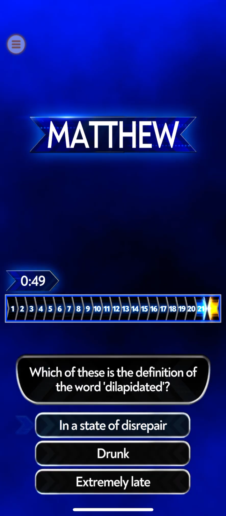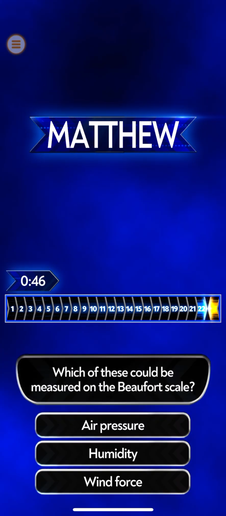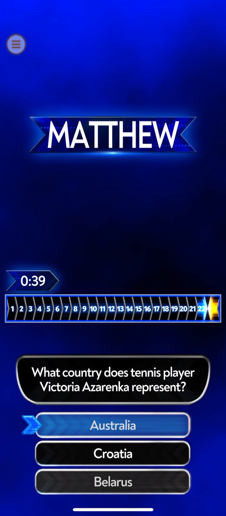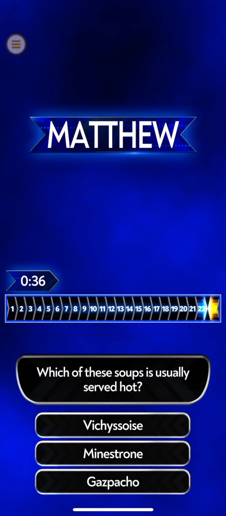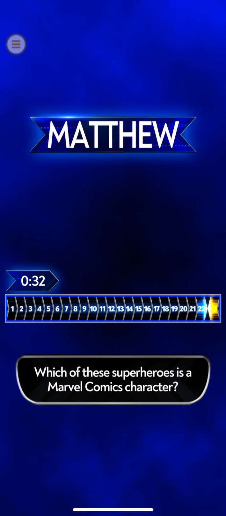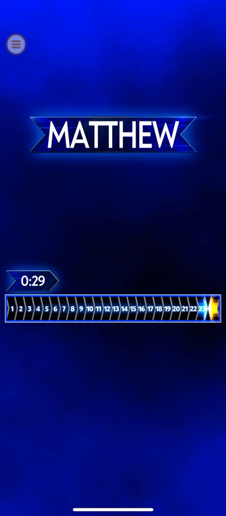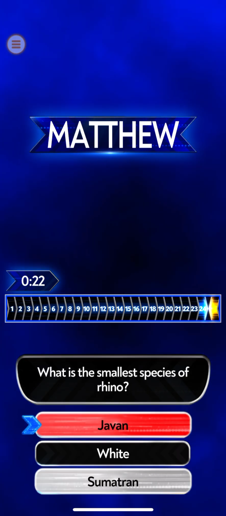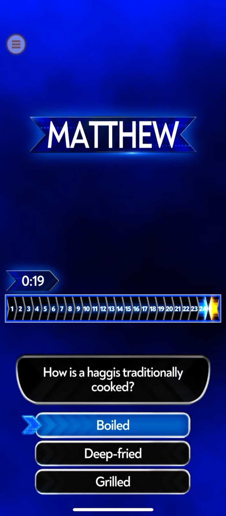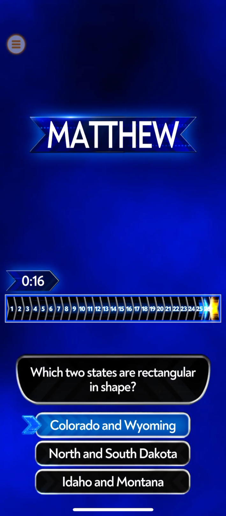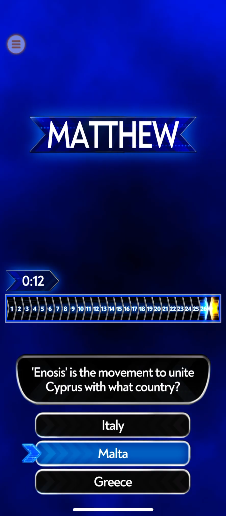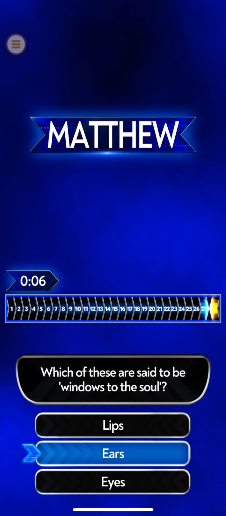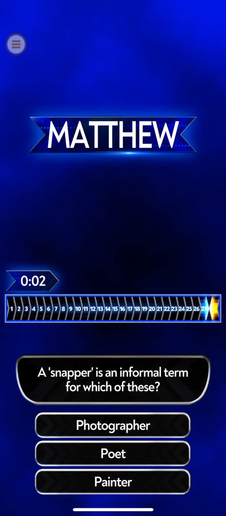Which of these is the definition of the? Which of these could be measured on the Beaufort scale? What country does tennis player Victoria? Which of these soups is usually served hot? Which of these superheroes is a? Who played Catwoman in the? What is the smallest species? How is a haggis tradition? Which two states? Enosis is the movement to. In which sport might? Which of these are said to be? A snapper is an informal.